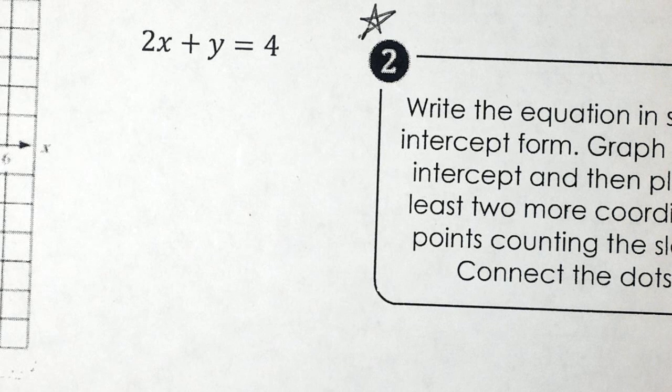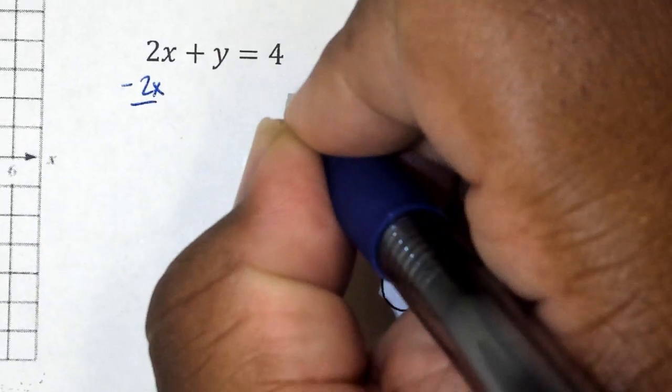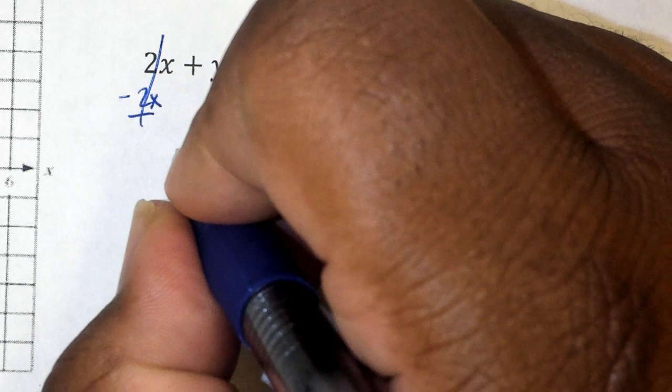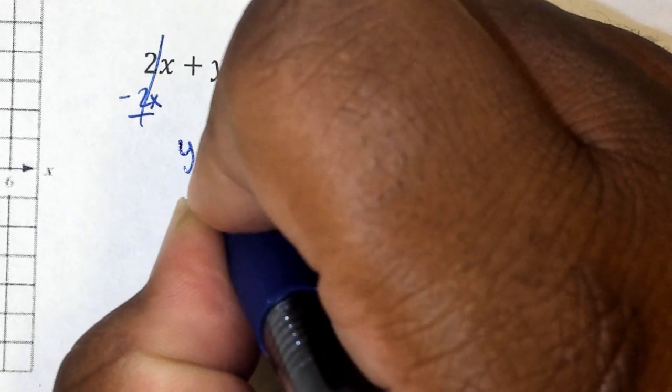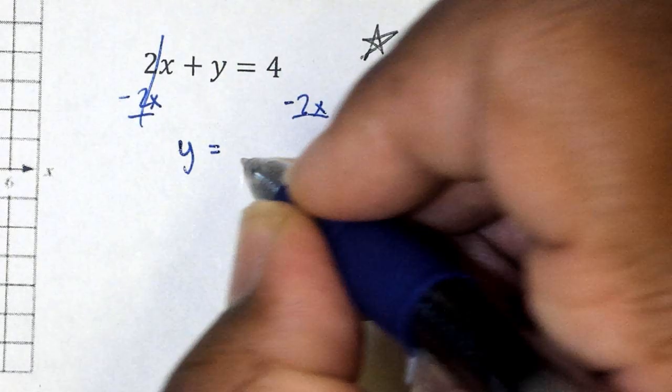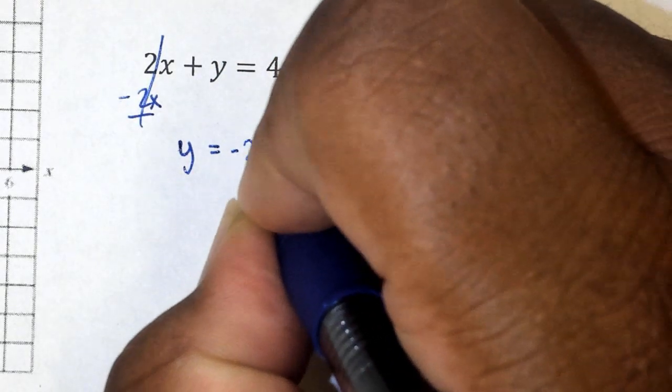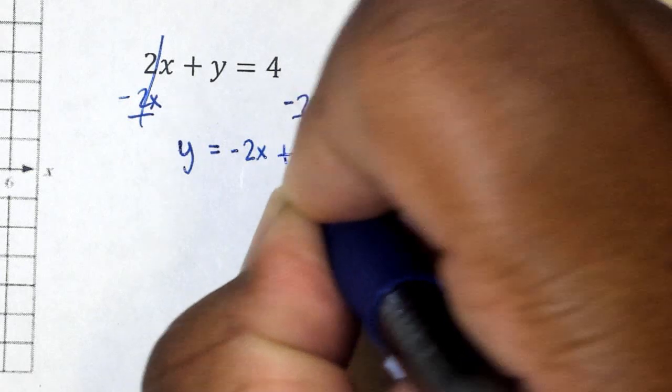Method 2: write the equation in slope-intercept form. Graph the y-intercept and then plot at least 2 more coordinate points counting the slope. Connect the dots. This one y'all should be familiar with because we already did it this year. Go into slope-intercept form, solving for y. Subtract 2x on both sides. Cancels. Bring down y. You already got y by itself. There's nothing on y, so you're good. So y equals negative 2x plus 4 once I rearrange it.